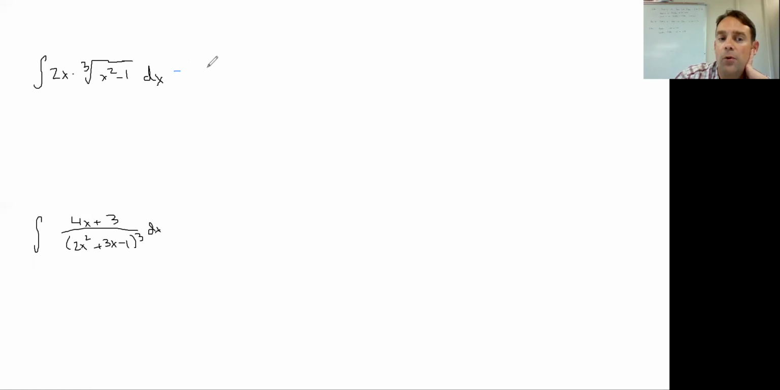First up, I would always take these again and rewrite them. I always want the regular function to be by itself, or to come first. Anything that's outside of parentheses goes to the back. So here's my inside function, so that's what I'm going to make u. So u is x squared minus 1. We do our du, we get 2x dx, which is that right there.